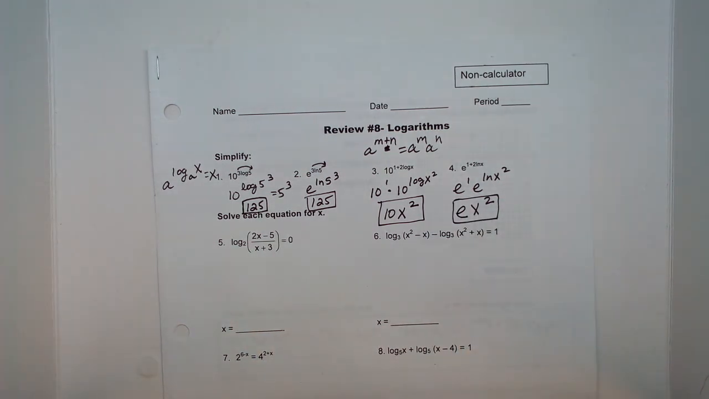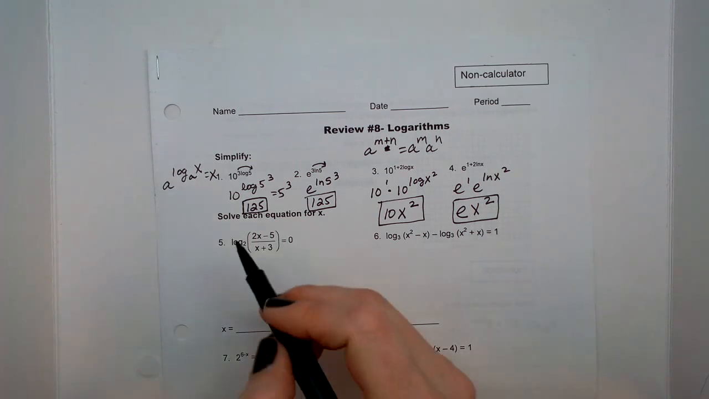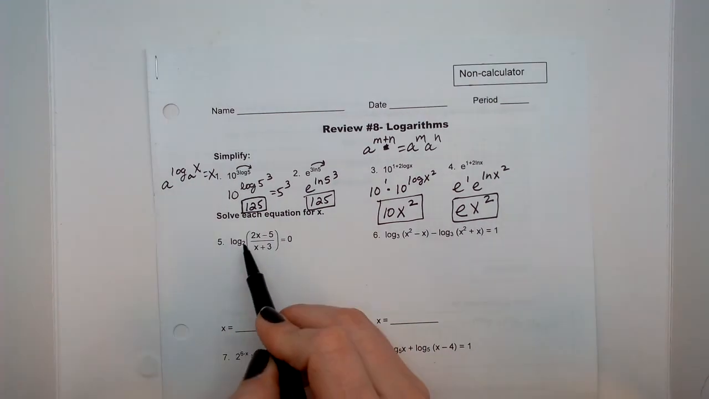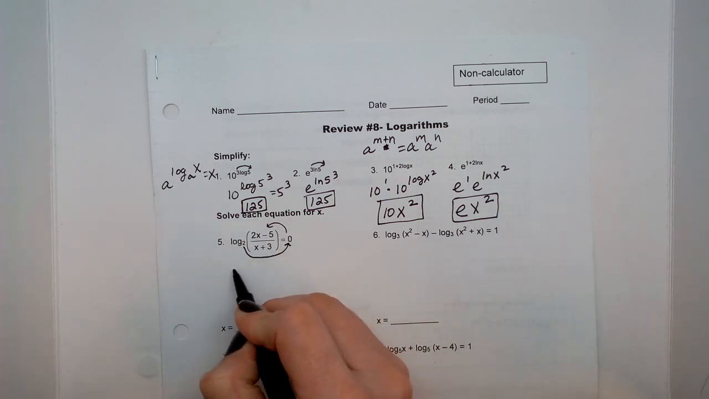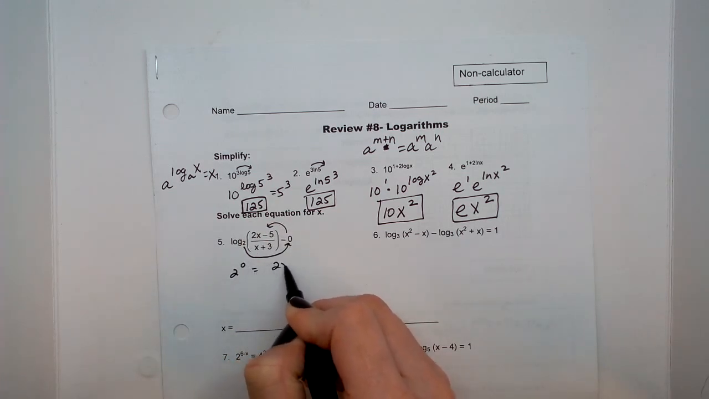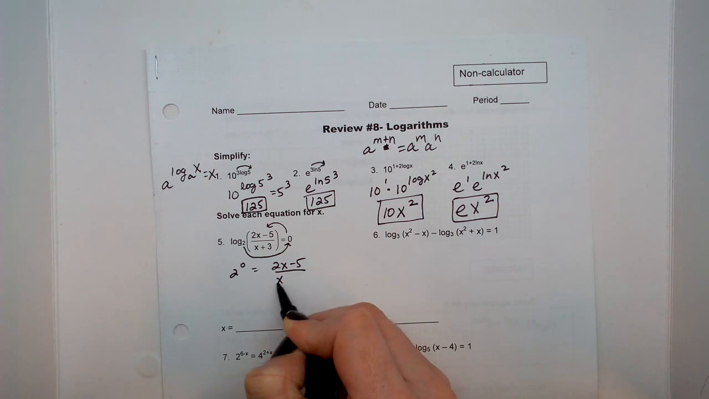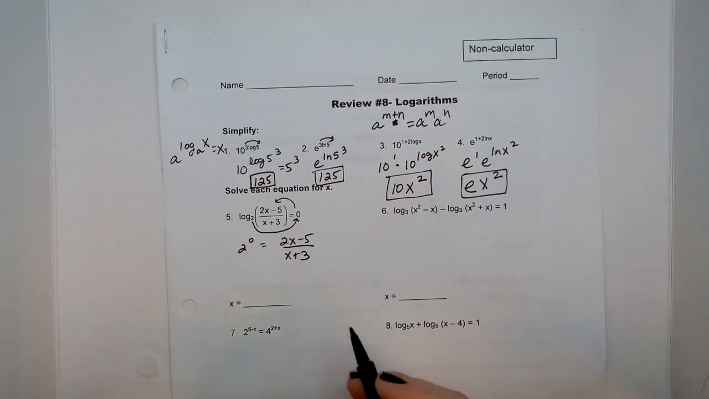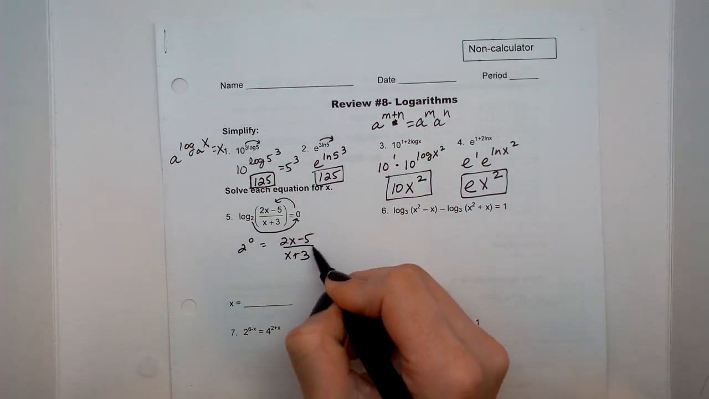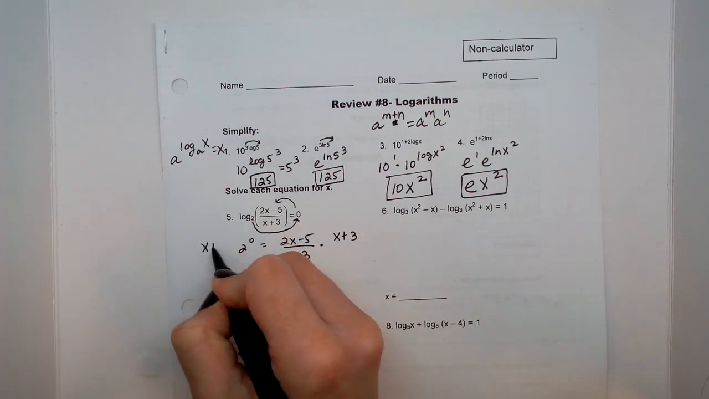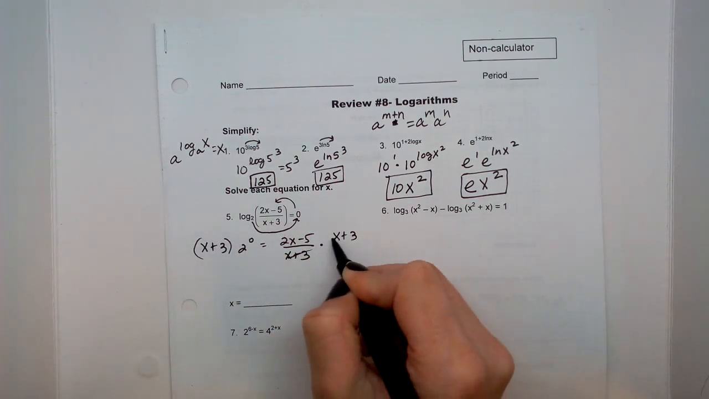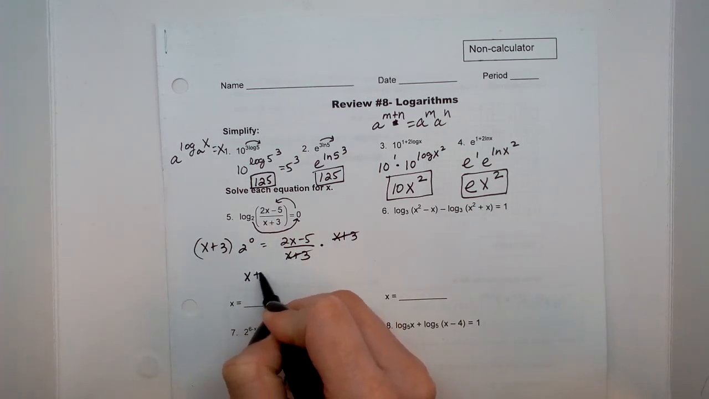Okay, on number 5, we're going to solve for x. Remember that if you have a log on one side, you need to rewrite the equation in exponential form. So 2 to the 0 is equal to 2x minus 5 divided by x plus 3. Now, 2 to the 0 is just 1, and I want to get rid of this fraction, so I'm going to multiply by x plus 3. Okay, so x plus 3 times 1 is x plus 3.